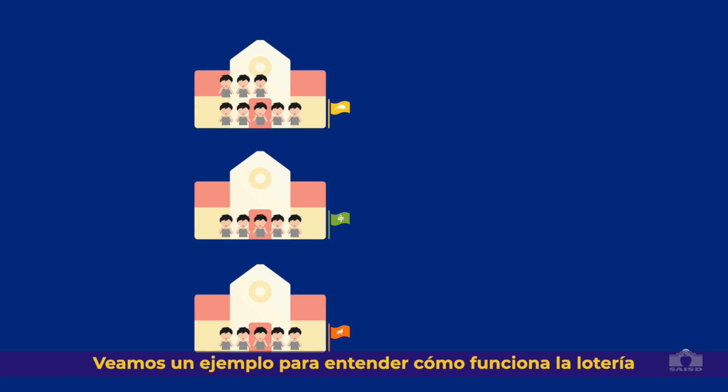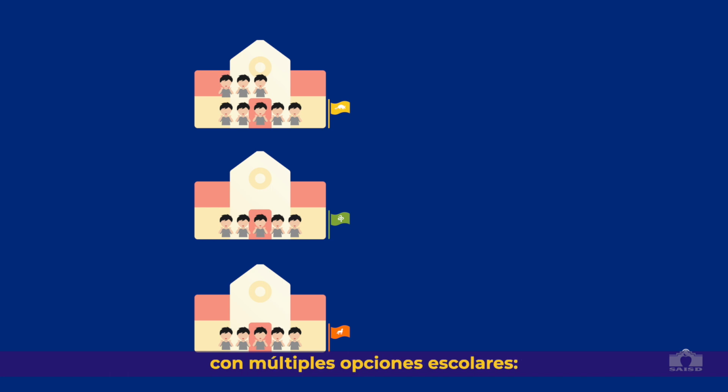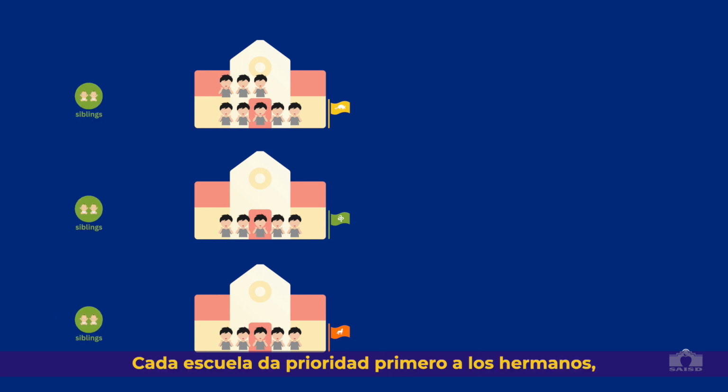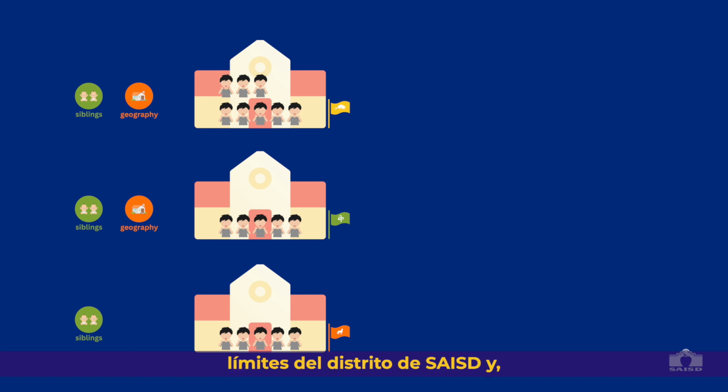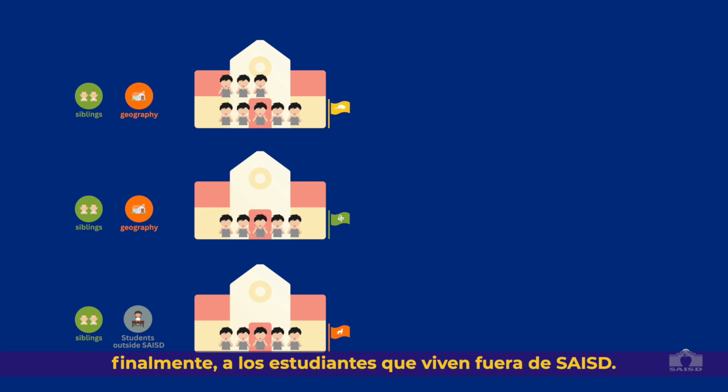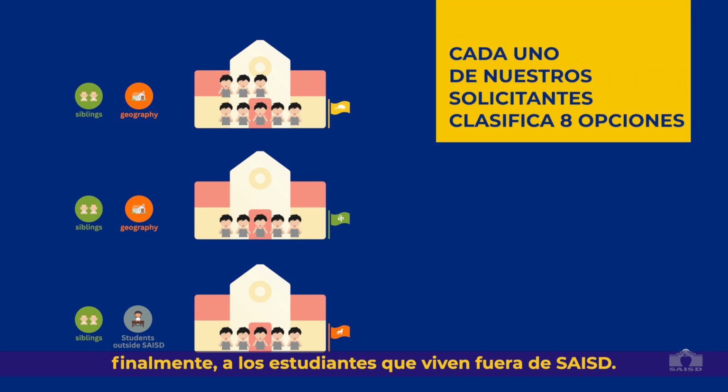Let's go through an example to understand how the lottery works with multiple school options. Each student in SAISD can select multiple schools and programs on their application. Let's look at 3 schools, each with 5 available seats in the first grade: Armadillo School, Rattlesnake School, and Coyote School. Each school gives priority first to siblings, second to students living within SAISD district boundaries, and finally to students living outside of SAISD. Each of our applicants ranks 8 choices.